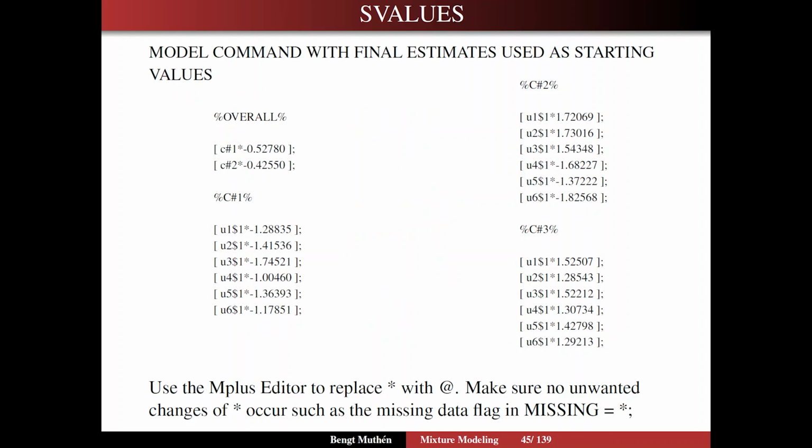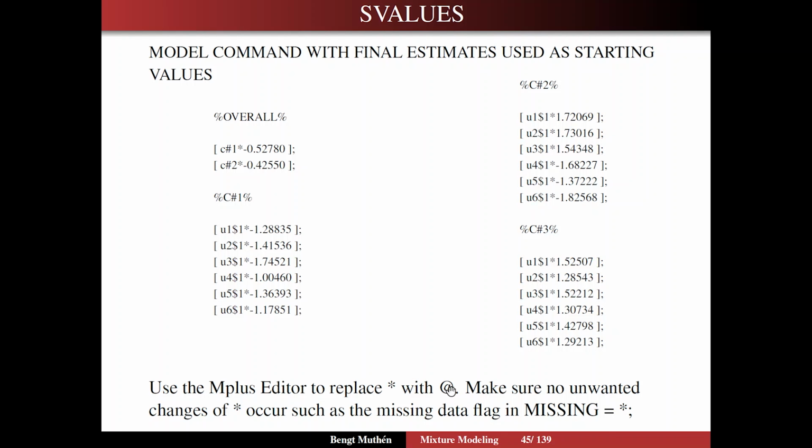This is what they look like, shown on slide 45. So in the output you find these values for class loadings and for the latent class indicator loadings for the 3 classes. So you can copy this. You don't need this part, the C# part. You can copy only the C1, C2, C3 information for the latent class indicators U. And you use then the Mplus editor to replace the asterisks with at to make them fixed instead of free.